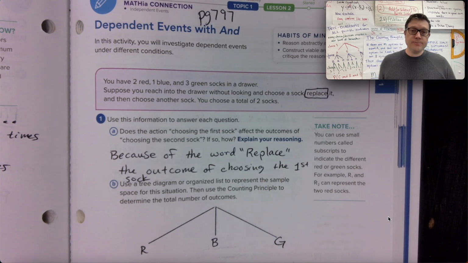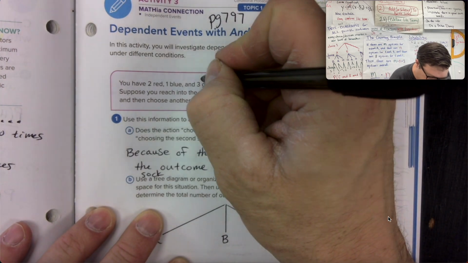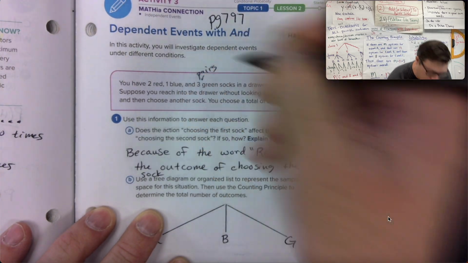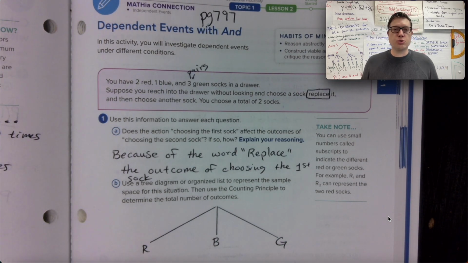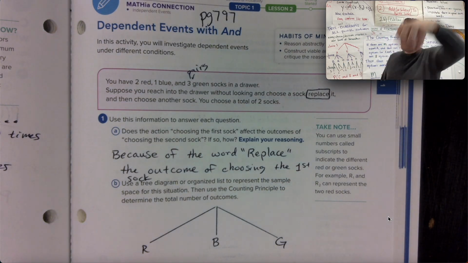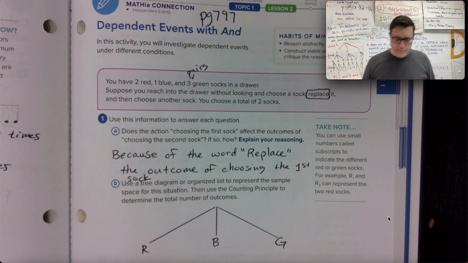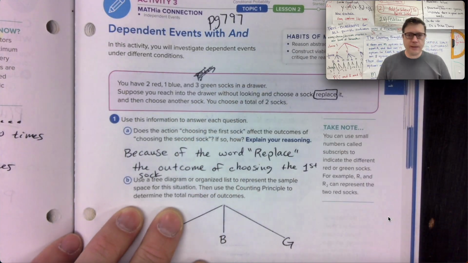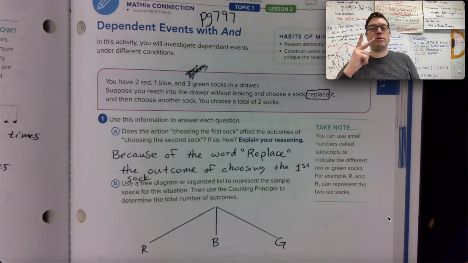You have 2 red, 1 blue, and 3, we should say the word pairs, right? This seems kind of weird if you just have single colors, of green socks in a drawer. Suppose you reach into the drawer and without looking, choose a pair of socks and replace it, and then choose another sock. Oh, maybe it's not pairs. Maybe we want to see if you can get matching or just wacky day at high school, all right? And then choose another sock. You choose a total of 2.